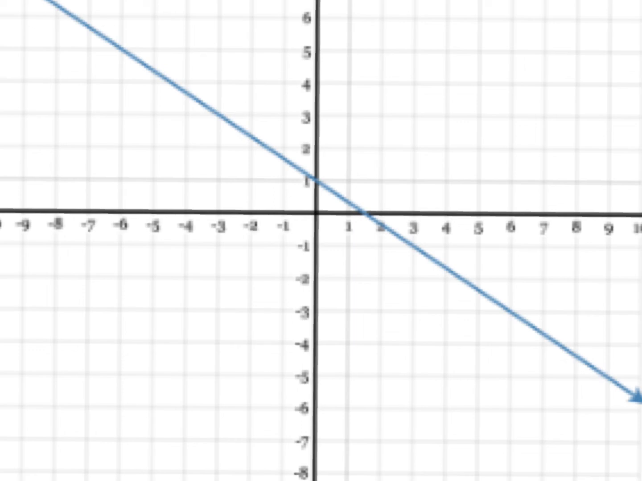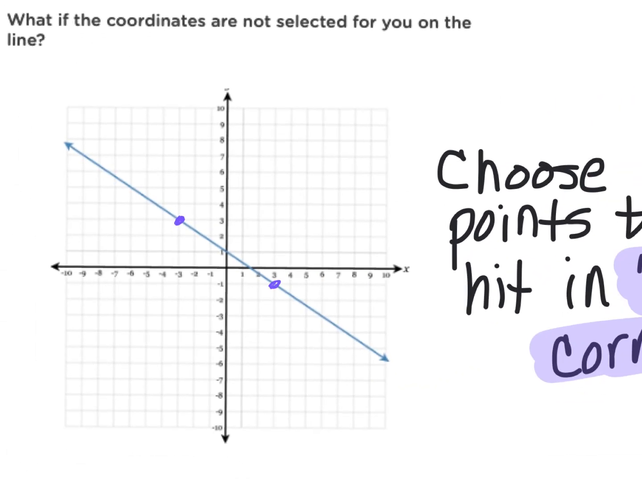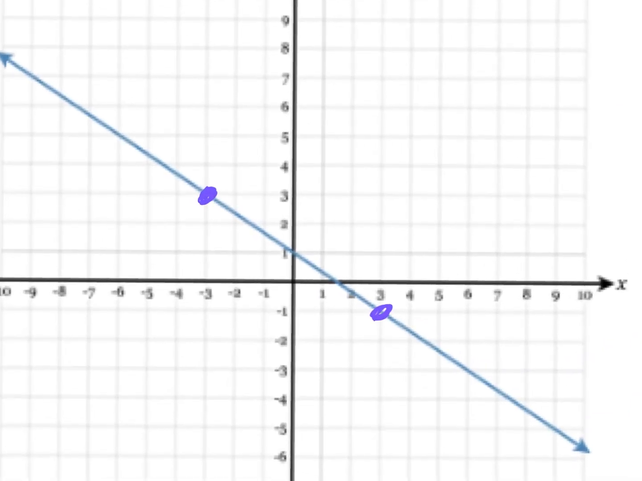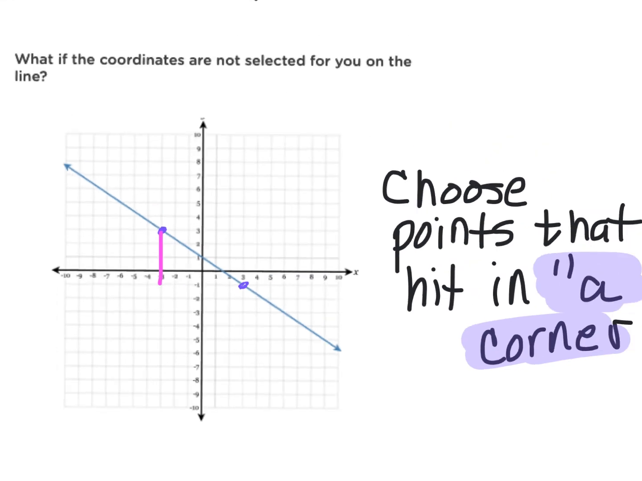Instead, by what I mean in a corner, you want to choose two places just like this, where the line literally hits exactly in a corner. So again, you don't want to choose like that, you want them to be right in a corner. So then my change in y and my change in x, my rise and my run, still works the same way.